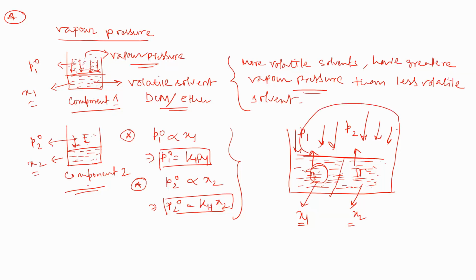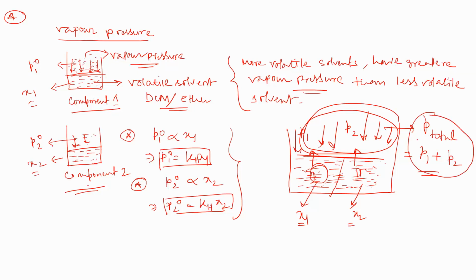Suppose this total vapor pressure will be the sum of the partial pressure of component 1 and the partial pressure of component 2. Because in this mixing condition, the partial vapor pressure of component 1 is P1 and the partial vapor pressure of component 2 is P2. So the total vapor pressure created over the solvent is P1 plus P2.